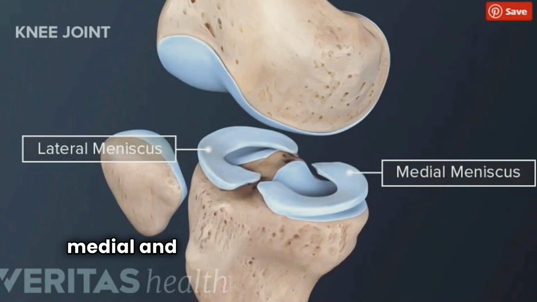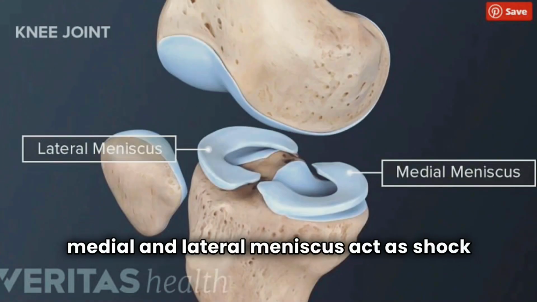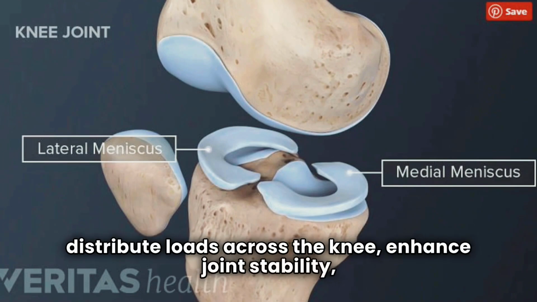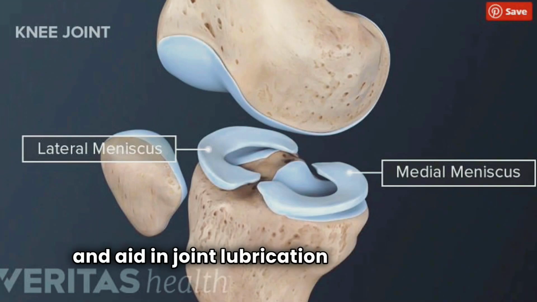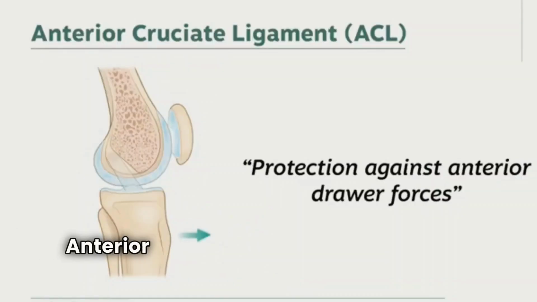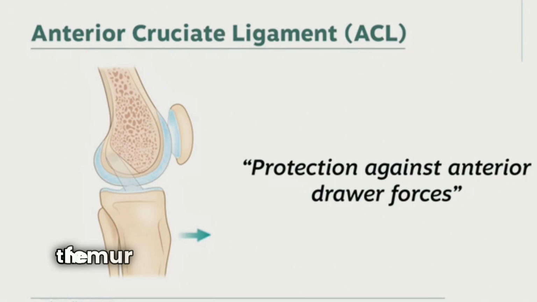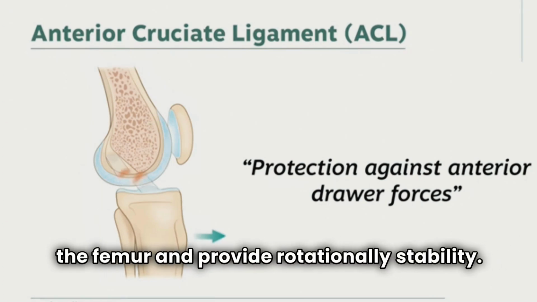The menisci, medial and lateral, act as shock absorbers, distribute loads across the knee, enhance joint stability, and aid in joint lubrication and nutrition. The anterior cruciate ligament prevents the tibia from sliding out in front of the femur and provides rotational stability.